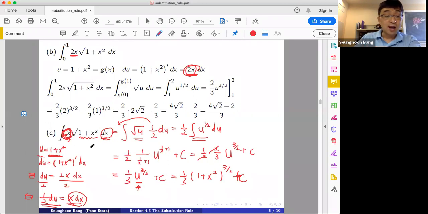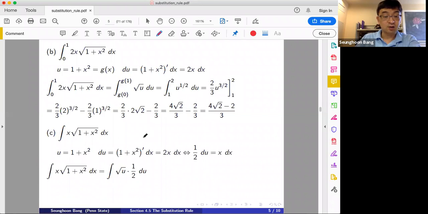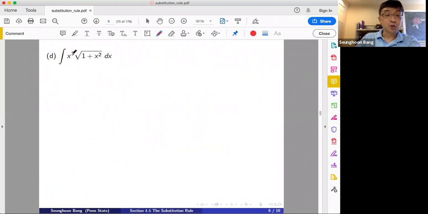One more. I can change this power a little bit. Here, we have the integral of x cubed times the square root of 1 plus x squared dx. We don't have an anti-differentiation formula, so you can use u substitution. What is u? Yes, same thing. 1 plus x squared, the inner function.